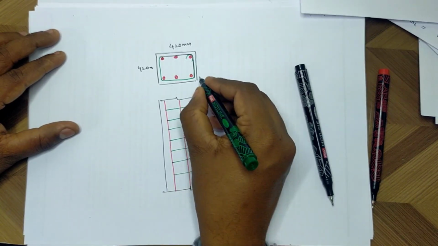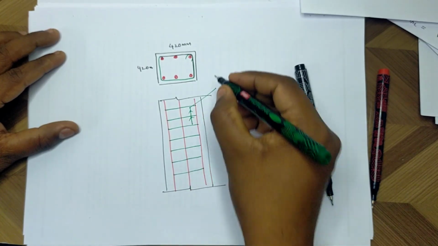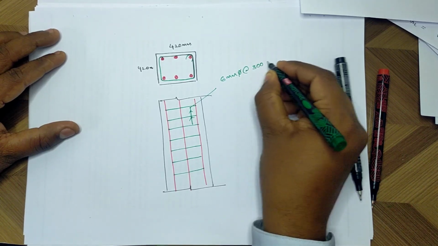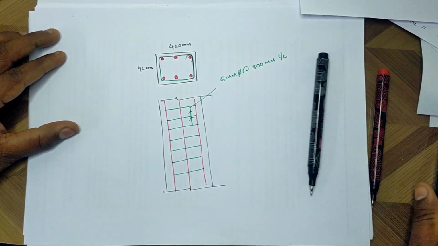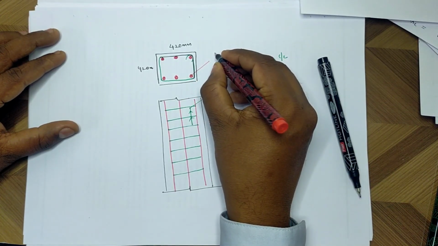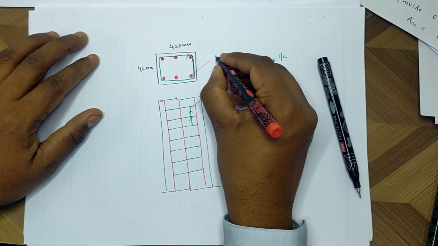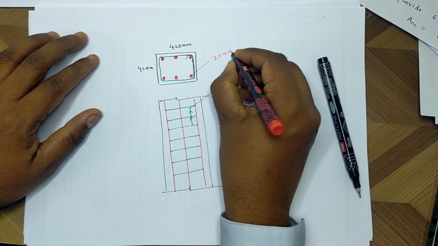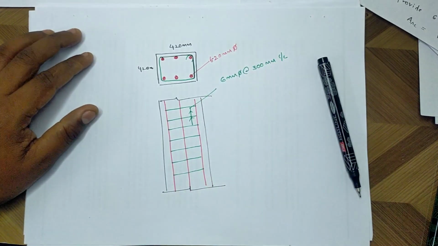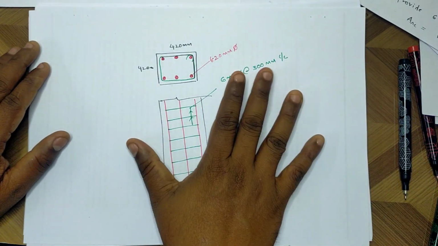The lateral ties we used are 6 mm dia at 300 mm center to center. What is the main reinforcement we used? It is 6 numbers of 20 mm dia. This is the figure we need to show at the end.